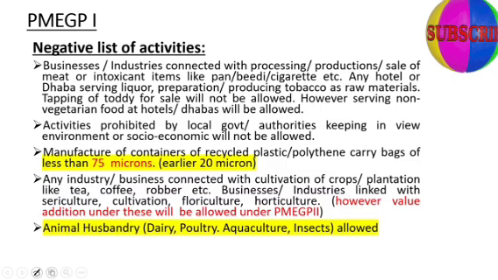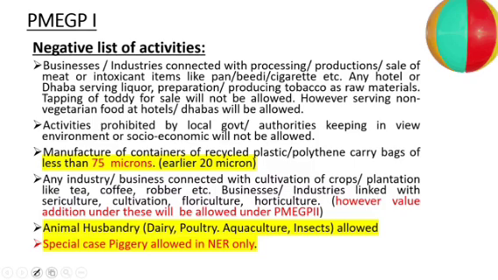Animal husbandry, earlier it was not allowed, now it is allowed. Dairy, poultry, aquaculture, insect, etc. are allowed. And in special case, for the northeast region only, piggery is also allowed. Okay. So this is PMEGP. Tea shop can be proceeded. Yes, a tea shop can be given, but cultivation of tea is not allowed.